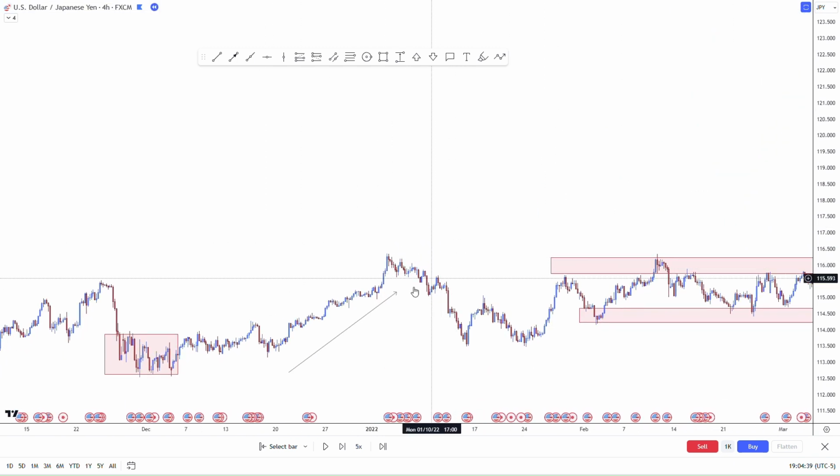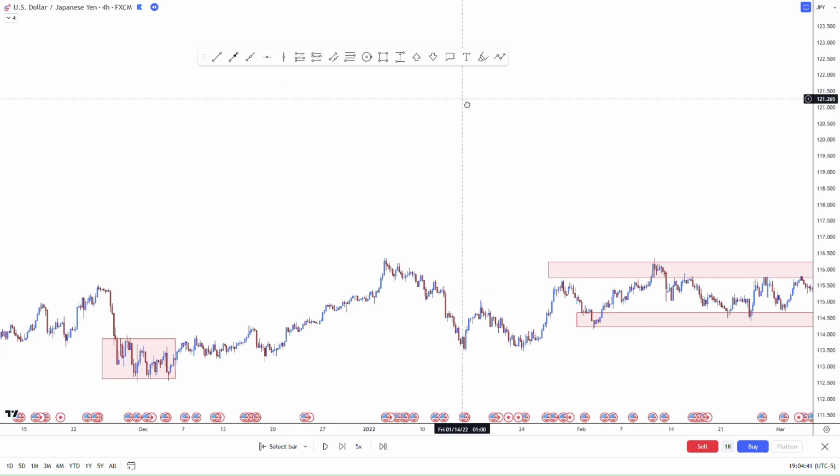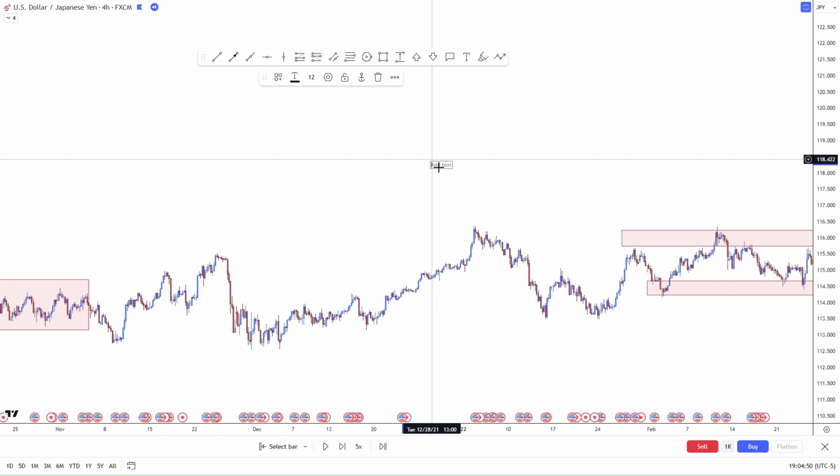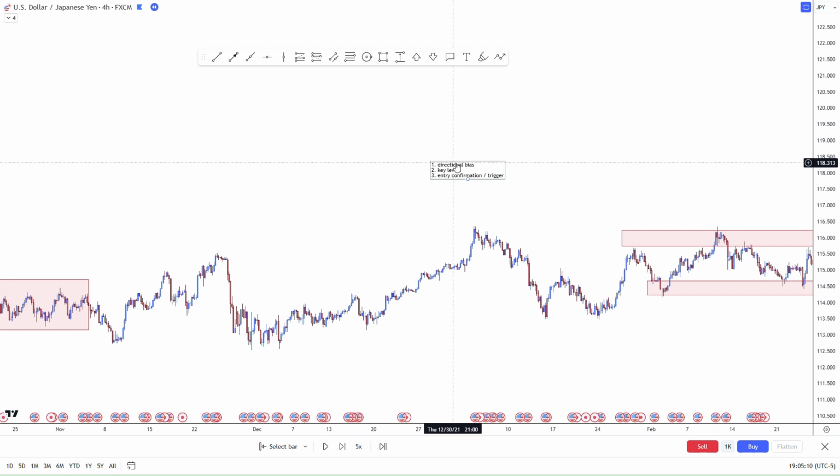Now, we got that. Why is it important? Well, when we're making our plan or our strategy, most of the time it does require some sort of directional bias. I talk about this a lot in some of the other videos. If not every video, I've mentioned this. I'll just put key levels in here, and then we're going to have our entry confirmation / trigger.